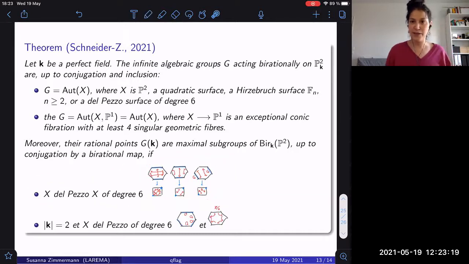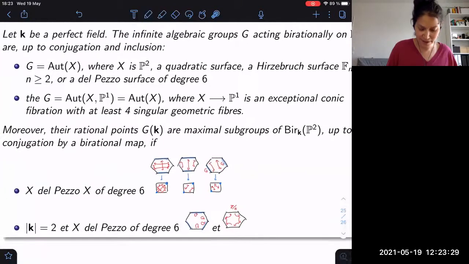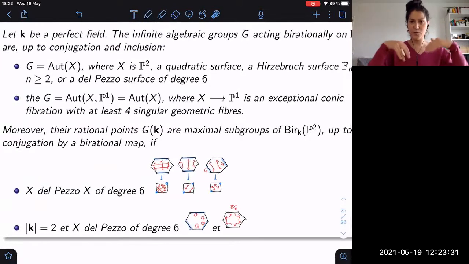This is simply because the whole automorphism group of each of these surfaces preserves the blue lines that I'm giving you. And so the whole automorphism group is actually conjugate to a subgroup of the automorphism group of a quadratic surface.